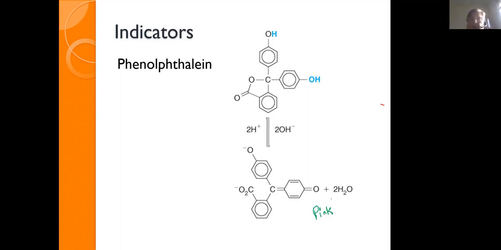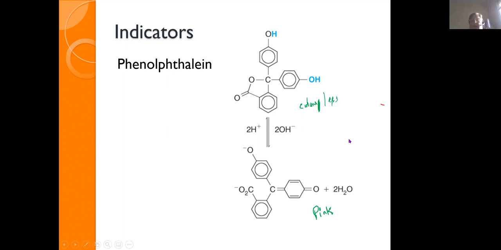And this will be colorless. That's still looking terrible. Oh well, we'll just have to live with it. And so one of the things that I pointed out in class was we can actually look at the structures here and figure out why one is pink and one is colorless.